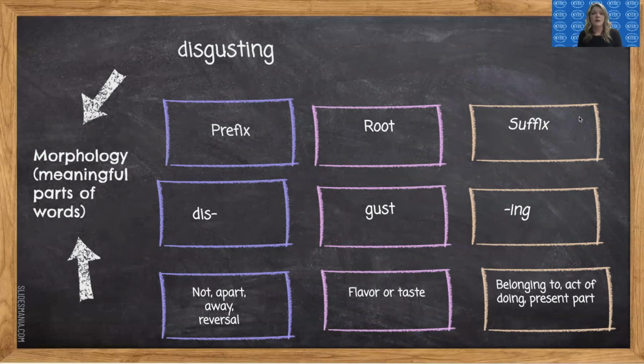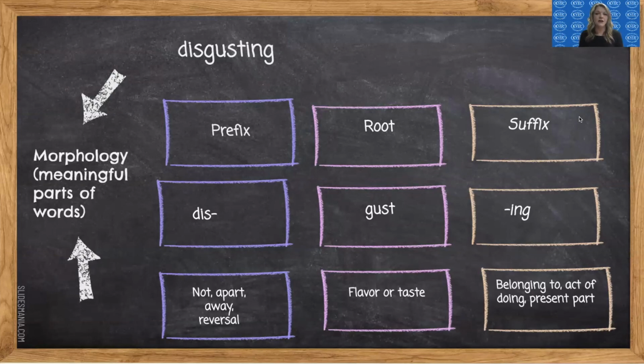Obviously, when you are working with that, you would want to present them with a list of meanings to help them. But for example, let's look at the word disgusting. With disgusting, you have the prefix dis, which means either not, apart, away, or reversal, one of those. Gust means flavor or taste. And then your suffix ing means belonging to or act of doing or a present participle.